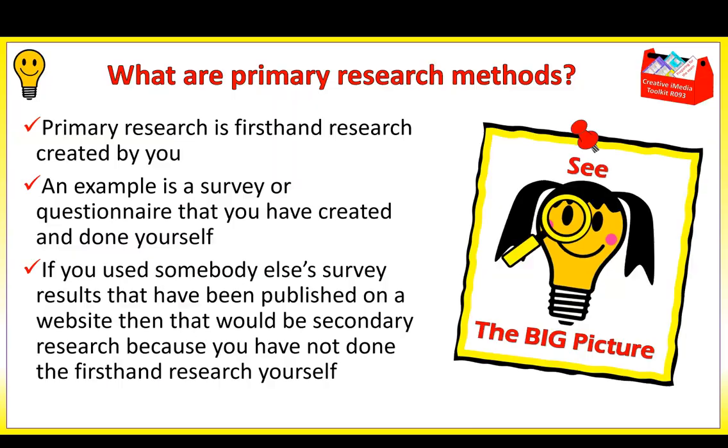So let's get started. We're going to start with primary research methods. Primary research is first-hand research created by you. An example is a survey or a questionnaire. However, if it's somebody else's survey and you've not done it, it then becomes secondary research, because that's you looking at somebody else's research. So for example, if you looked at government statistics, that would be primary research done by the government, but it would be secondary research to you because you didn't create the survey, questionnaire or research.